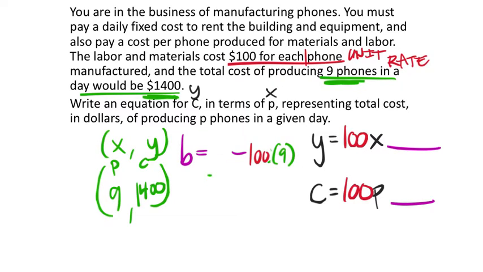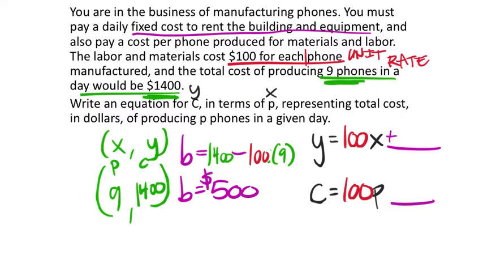And then the Y, that's the cost for producing those 9 phones, was $1,400. So this is something that I just put in the calculator, and it would tell me that B, the Y-intercept, would be $500. Okay, now again, this is an interpretation. B should be the fixed cost to rent the building and equipment, which they did not tell us what it was. We had to find that on our own. So that's going to be $500 just to rent the building and equipment.